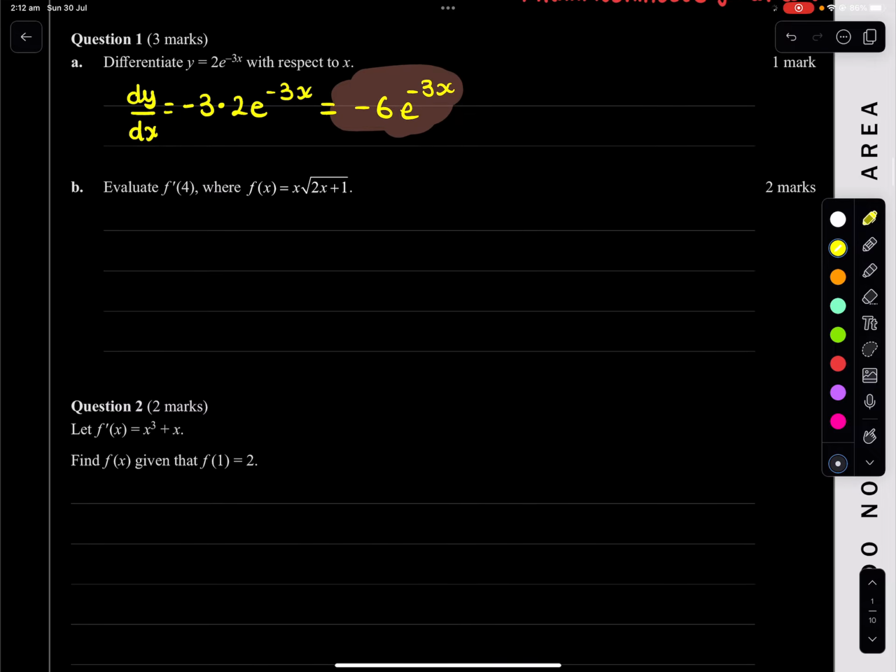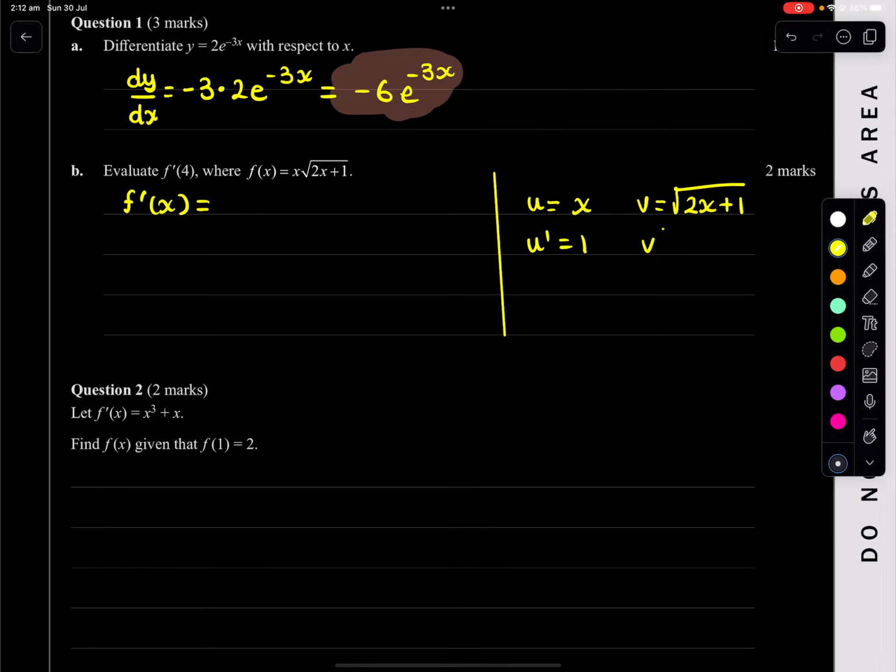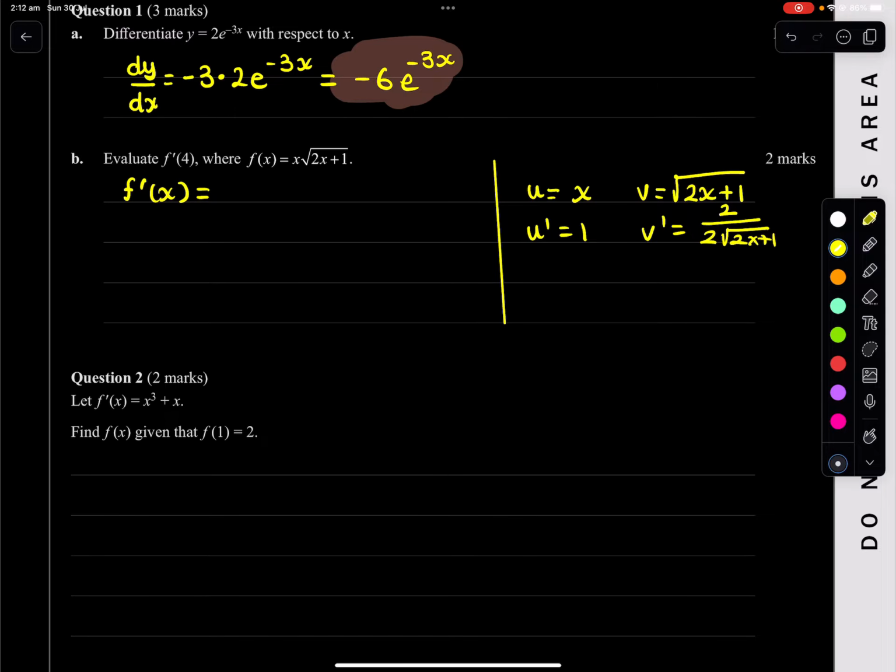Evaluate f'(4). So what we're going to find is f'(x). This is the product rule. So I'm going to line this up and say u is x, v is root 2x plus 1. Now u' is 1. v' should be 2 over 2 root 2x plus 1. Multiplying these, we have x all over root 2x plus 1, plus root 2x plus 1.